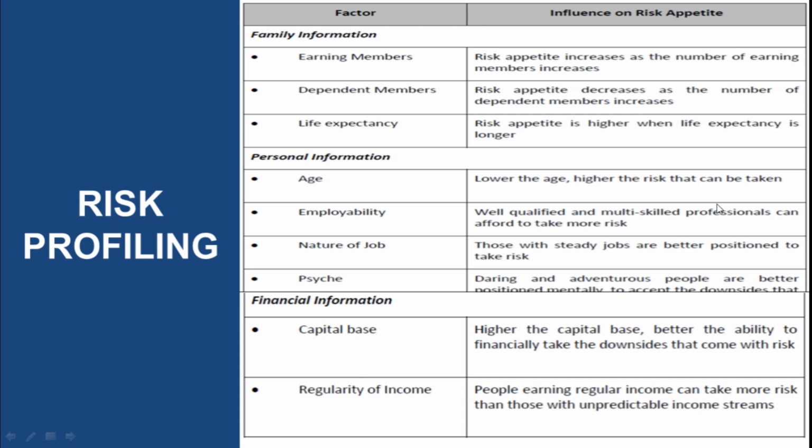Employability: well qualified and multi skilled professionals can afford to take more risk. So, if you are in a well qualified field of education or job and you are multi skilled, you have multiple sources of income, so your risk taking capability increases in investments. But if you are just dependent on a single job and that too not a highly skilled job which is not paying you much, you won't be able to take much risk in your investment, and even the planners would advise against it.